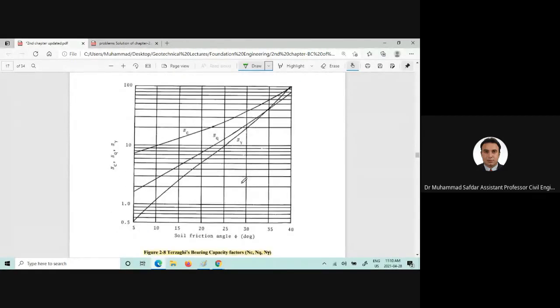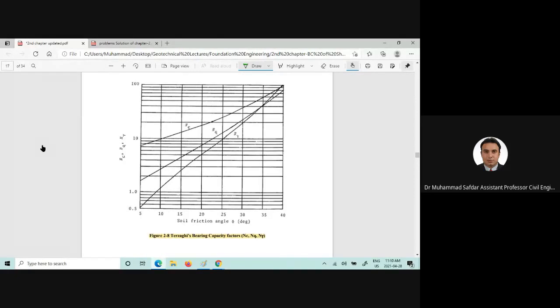Please kindly take a picture or a screenshot of this figure as well, which is the figure of Terzaghi's bearing capacity factors for various friction angles. We can find out NC, NQ, and N gamma, which are the bearing capacity factors.